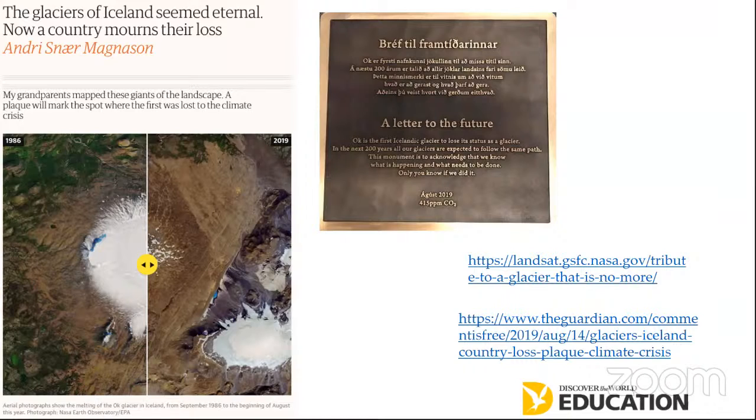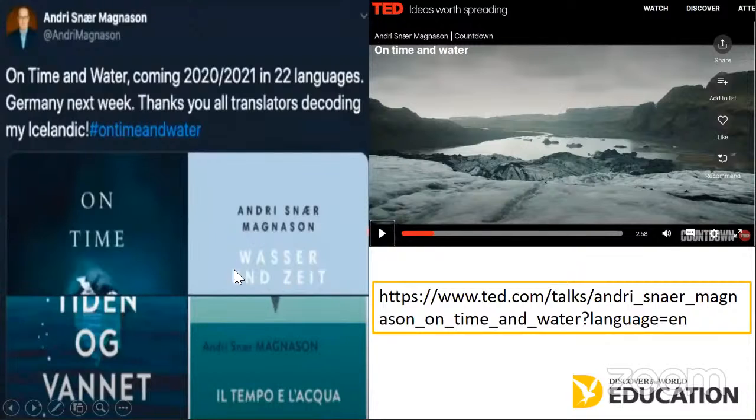There was a monument which was put on the place where this particular glacier was, and it was there to acknowledge that we need to know what is happening and what needs to be done. And the monument is there for the future because it's saying to the person who's reading it, only you know if we did it. And this particular monument was designed by a poet, an author, a writer called Andri Magnason, and he wrote an amazing book called On Time and Water. This is another book that I really recommend.